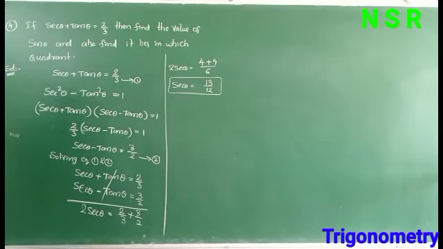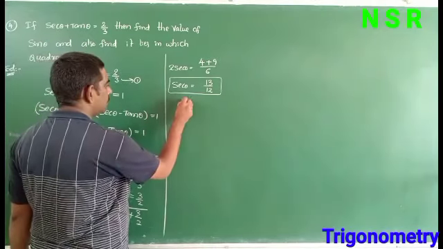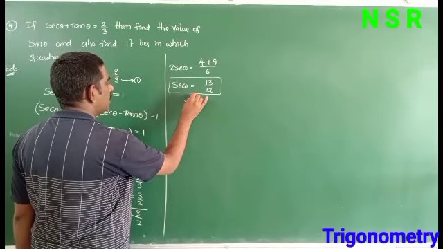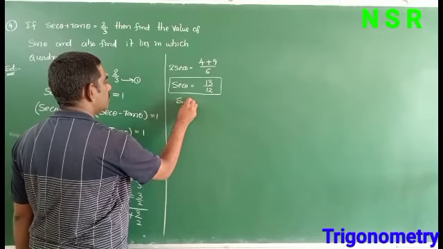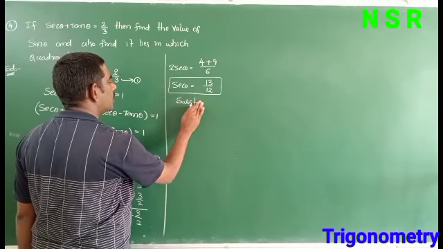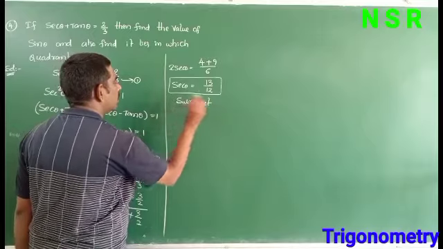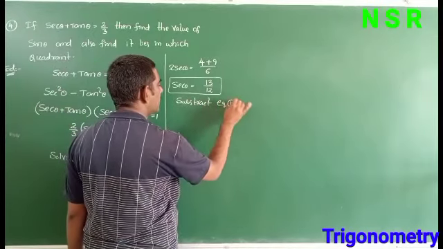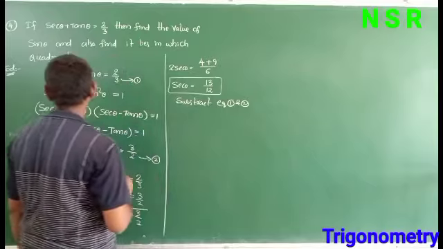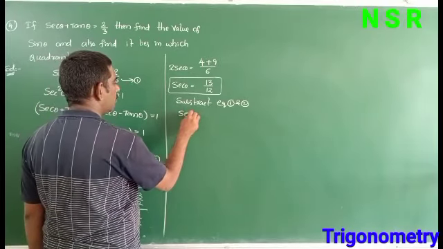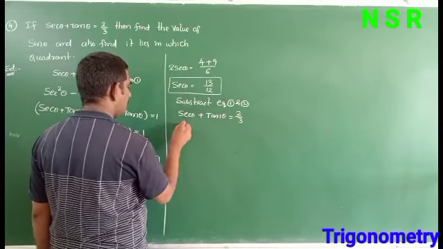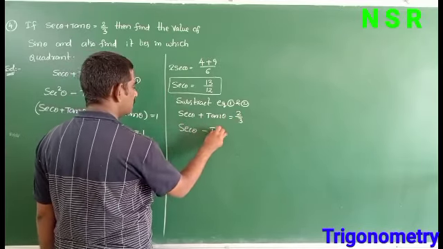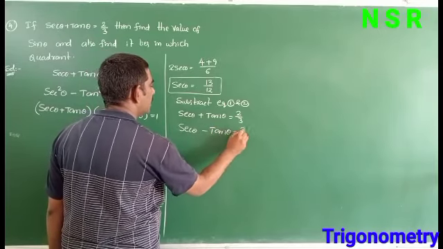So again solve equation 1 and 2. Now subtract equation 1 from equation 2. So secant theta plus tan theta is equal to 2 by 3 and secant theta minus tan theta equal to 3 by 2.